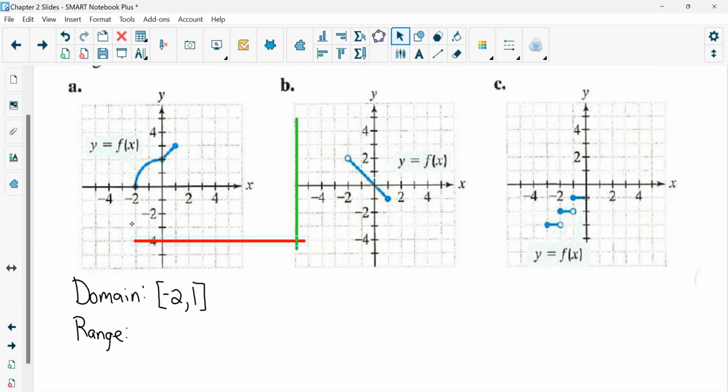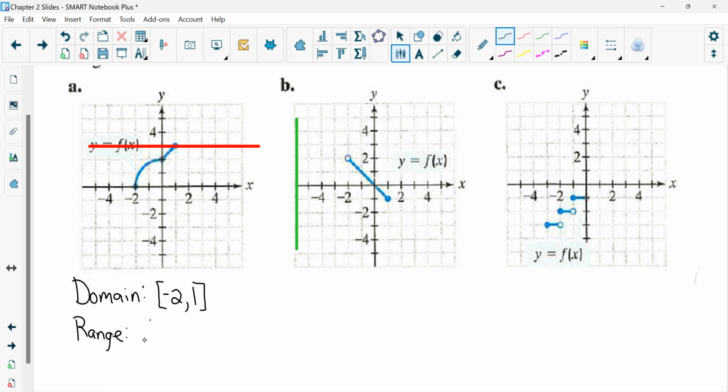Our range is then the y values. So we always go with our lowest first. The lowest this graph goes is right here. What y value is that? 0. Our highest that our graph goes is right here, which is a y value of 3. So we're saying all y values between 0 and 3.